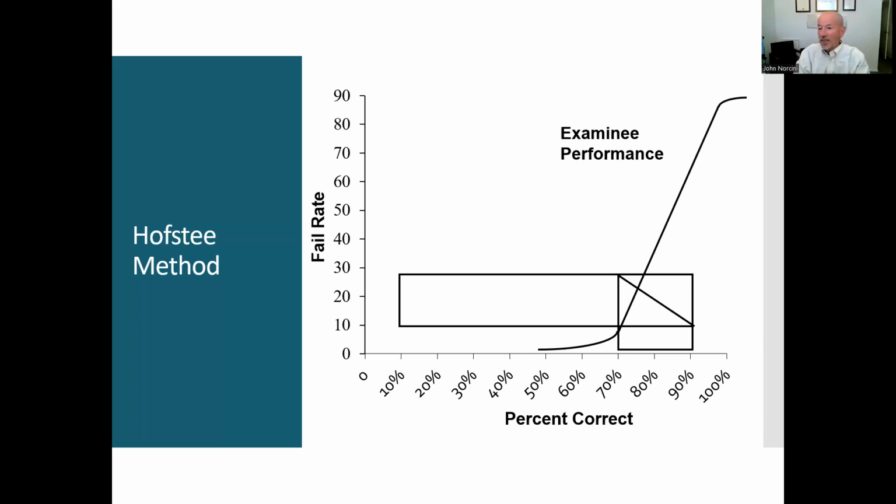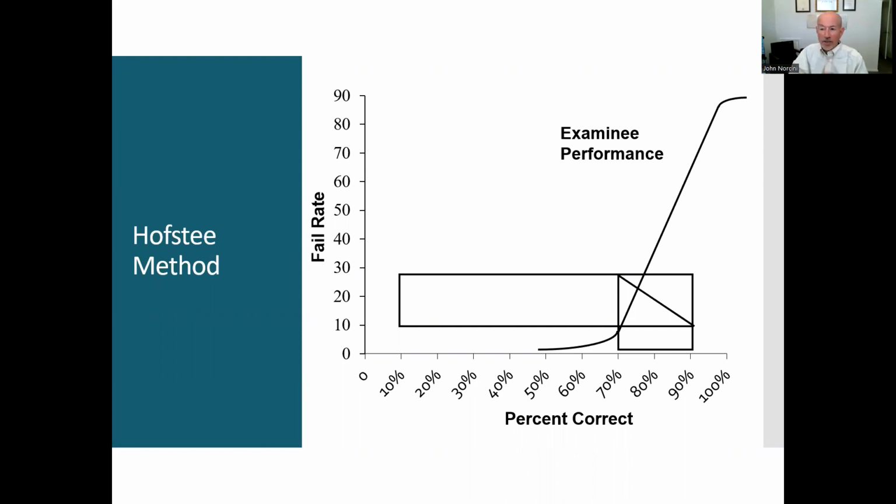So basically what they said is, if more than 30% of the people fail this examination, I'm going to be really uncomfortable. And they also said, if fewer than 10% fail, I'm going to be really uncomfortable. So what you've done is you've identified the area in which they're going to tolerate pass-fail results. Let's shift over to the % correct side.